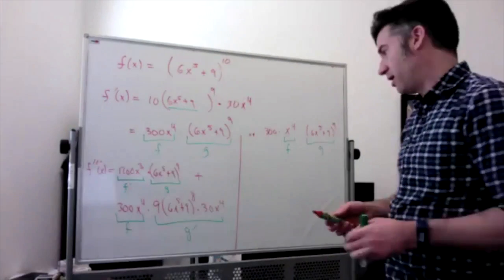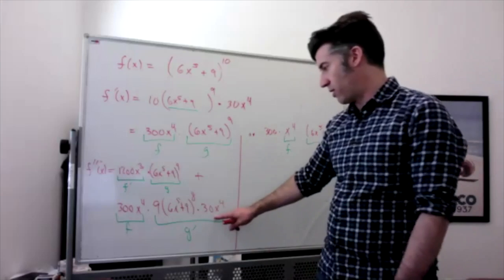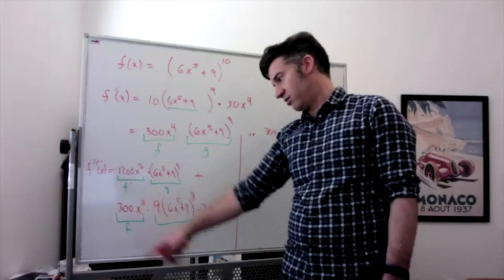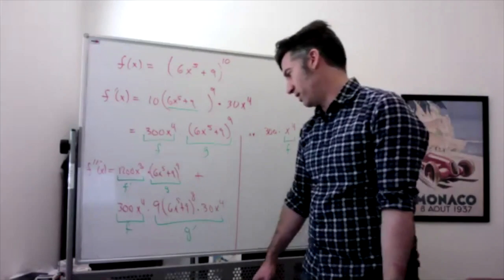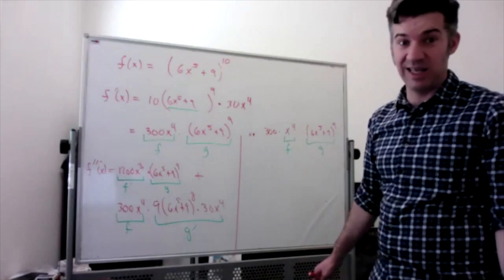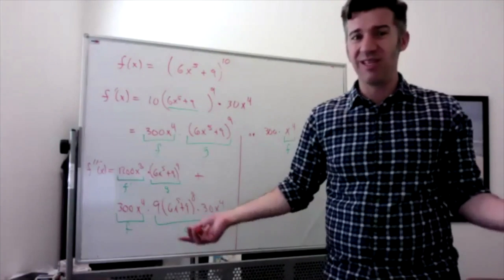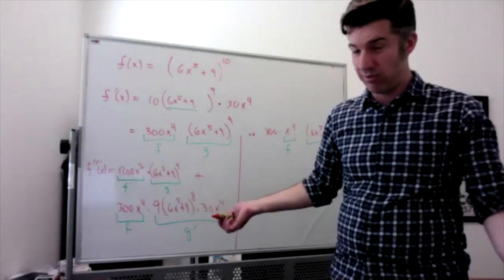And you could simplify this a little bit, right? You could multiply the 30x to the fourth times the 9 times the 300x to the fourth and get something heinous like 81,000x to the eighth times 6x to the fifth plus 9 to the eighth. I don't think you really need to do that, especially if it's a web work problem.